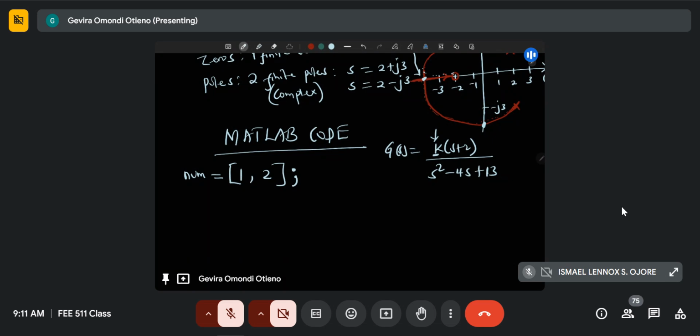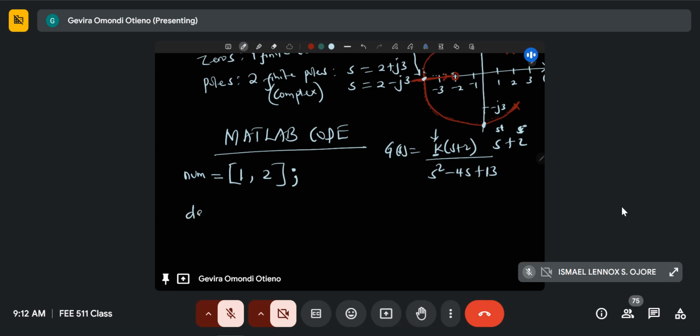Because you see we have s plus 2. So this is s to power 1, and this is s to power 0. If you put it, MATLAB knows that the coefficient of s to power 1 is 1, and the coefficient of s to power 0, which is a constant, is 2. So that is how you define the numerator.